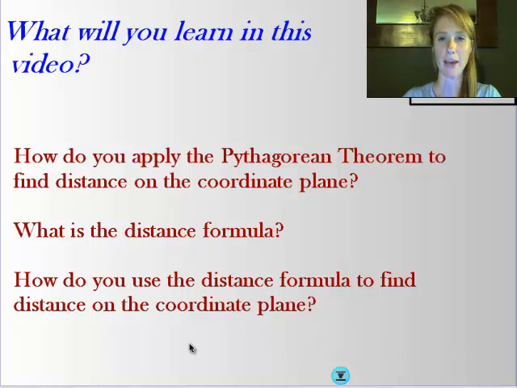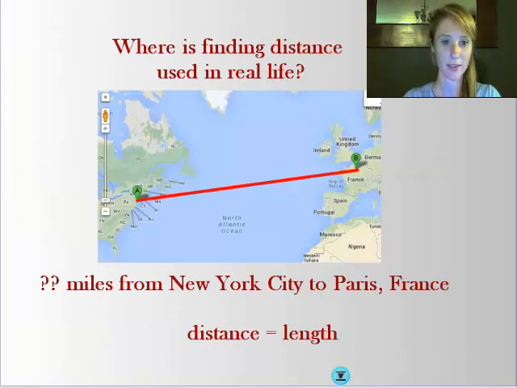Let me first start by asking the following question. Where is finding distance used in real life? If I wanted to find how far New York City was from Paris, France, I would need to know what the distance is between those two cities. So we are going to answer this question today. How do we find the distance between these two locations?